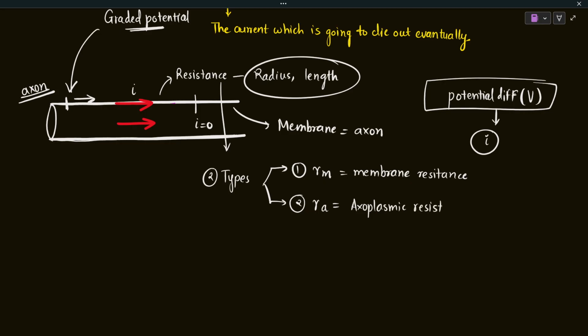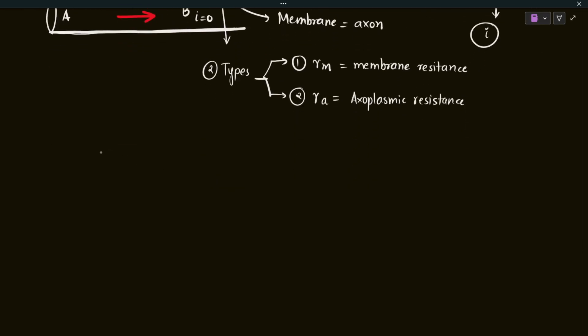So when current flows through the axoplasm, the cytoplasm of the axon, the resistance that it experiences is referred to as Ra. Both of those resistances are going to result in the eventual dying out of the current. So from, let's say, point A to point B, the current eventually dies out. There's an equation which gives the decay of the signal, that is what we call the passive signal decay equation.